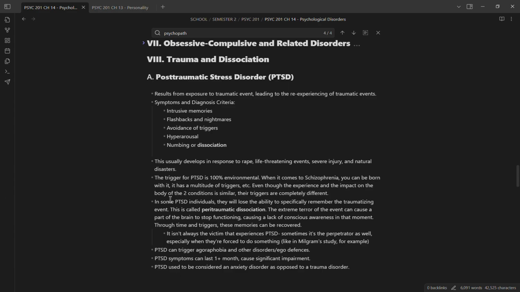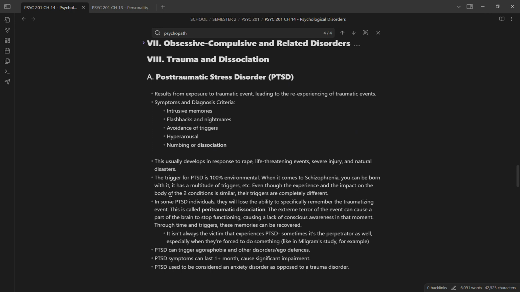In some PTSD individuals, they will lose the ability to specifically remember the traumatizing event. This is called paratraumatic dissociation. Essentially, the extreme terror of the event can cause a part of the brain to stop functioning, causing a lack of conscious awareness in that moment. Through time and triggers, these memories can be recovered.